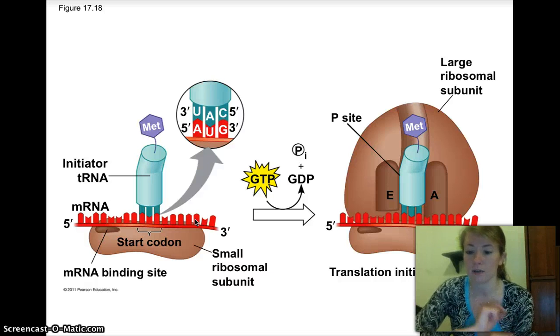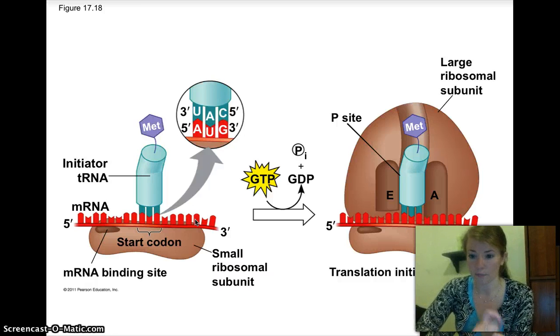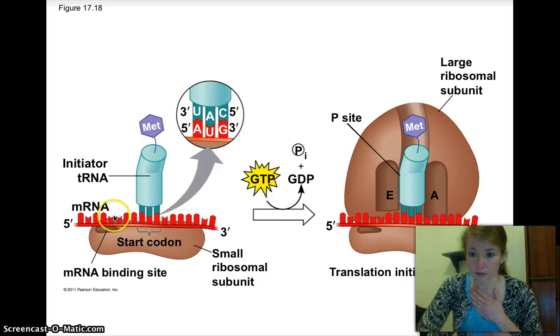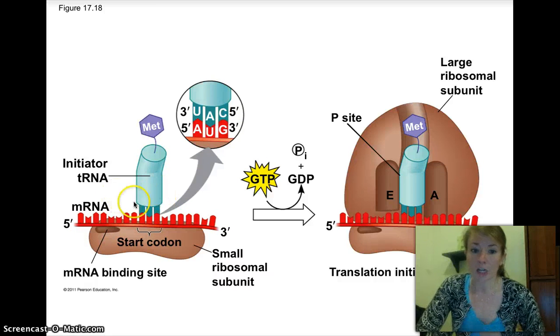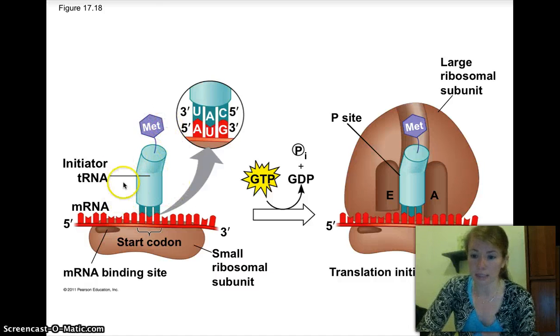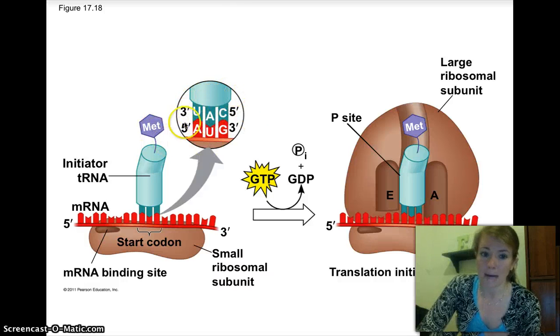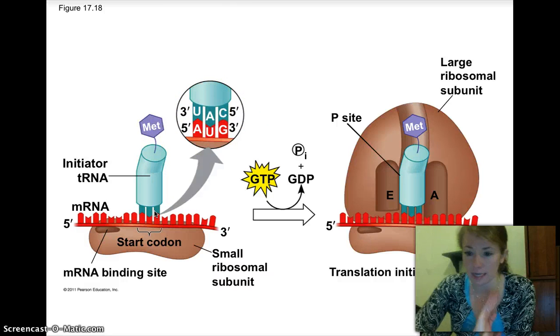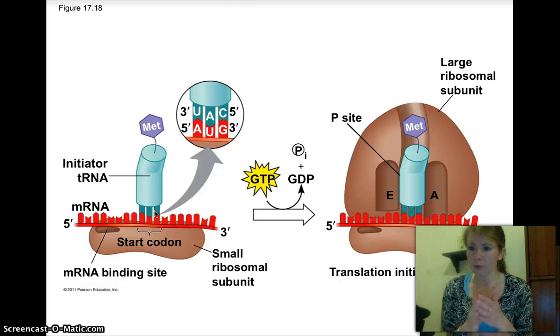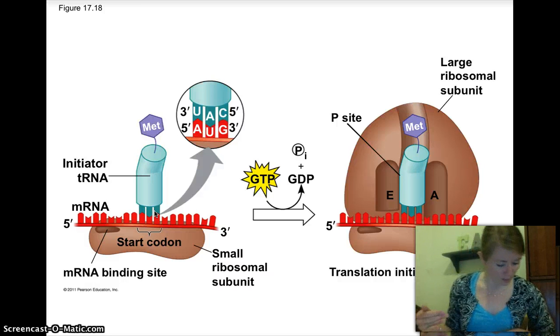Now, every single polypeptide of every single living thing that has ever lived on Earth started with the codon AUG. That's how we start all proteins. So right here is the start codon. The small ribosomal subunit read the mRNA until it got to the start codon, our AUG, and then our initiator tRNA, the tRNA that carries methionine, with the anticodon UAC, binds to the start codon. We've brought the first tRNA in to start building our polypeptide chain.